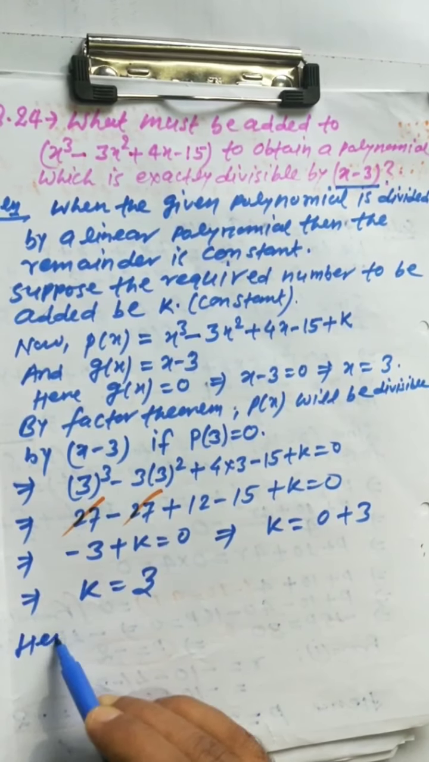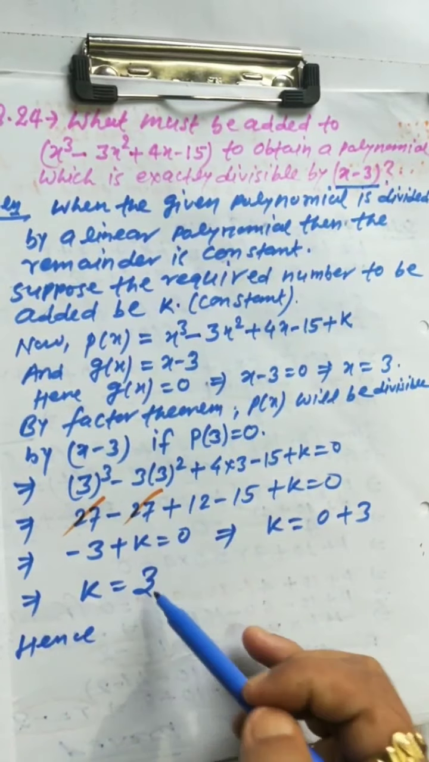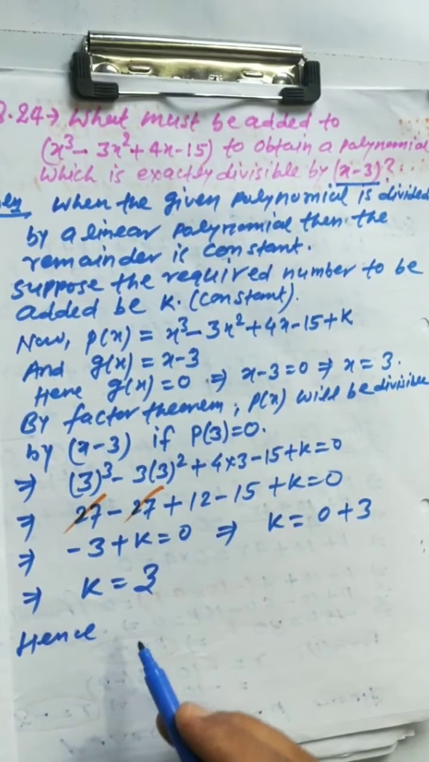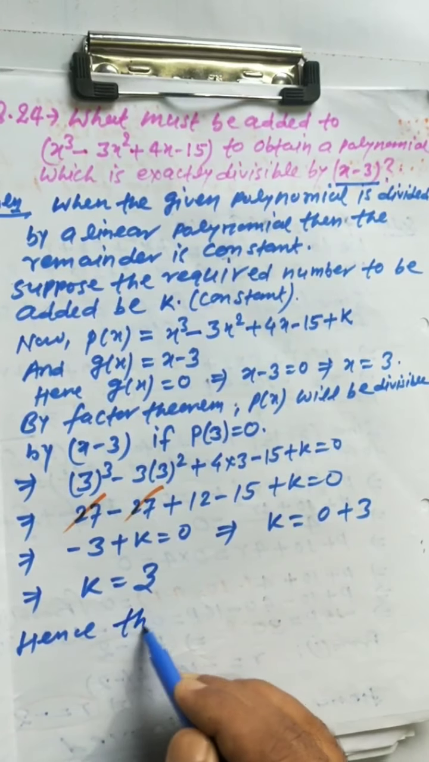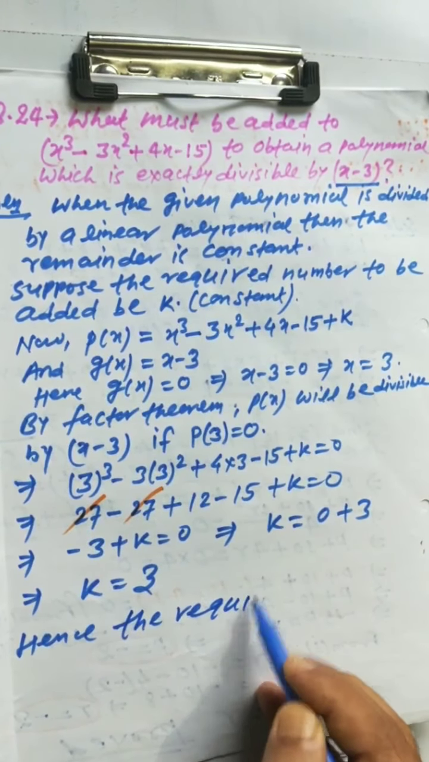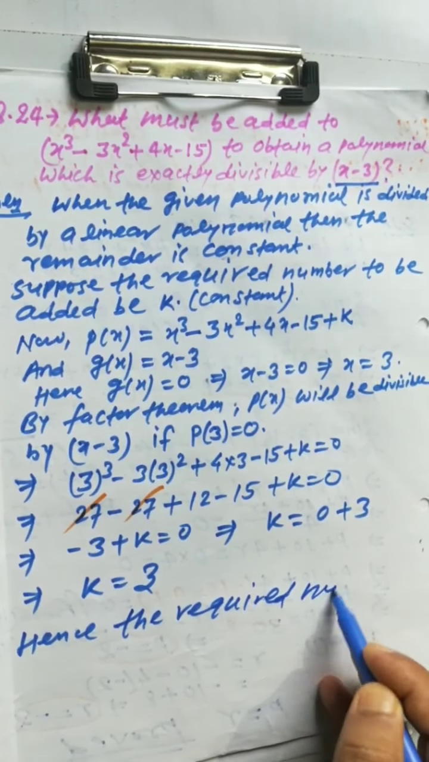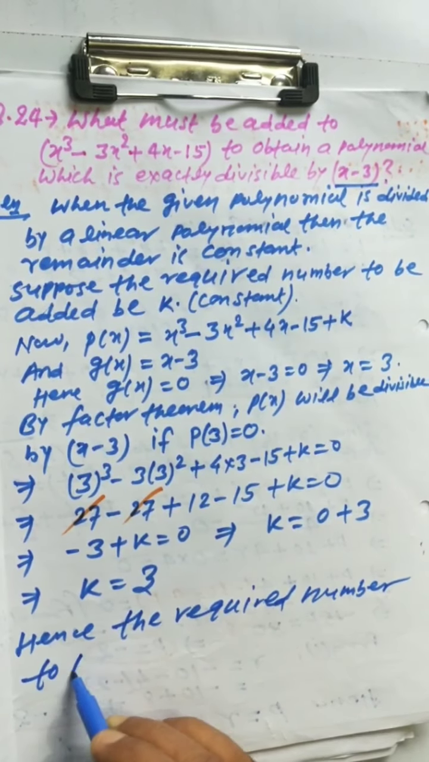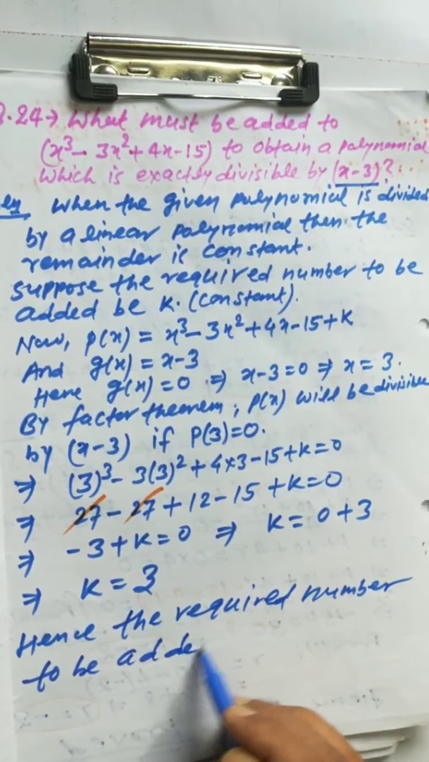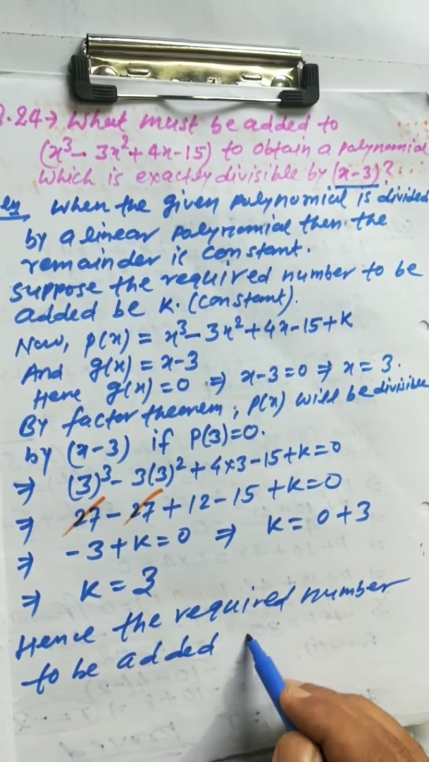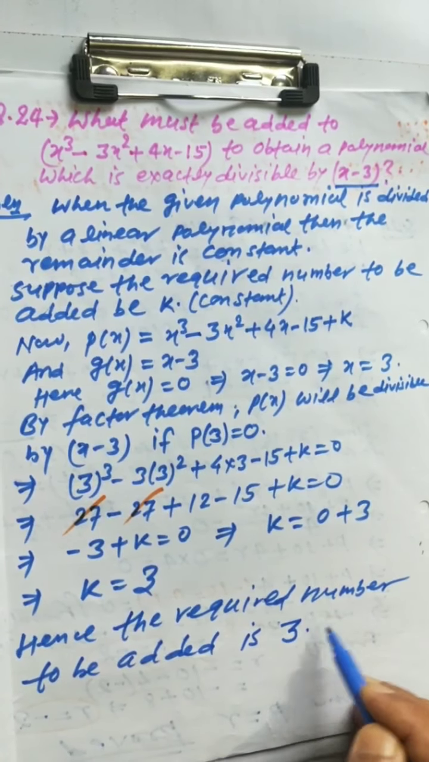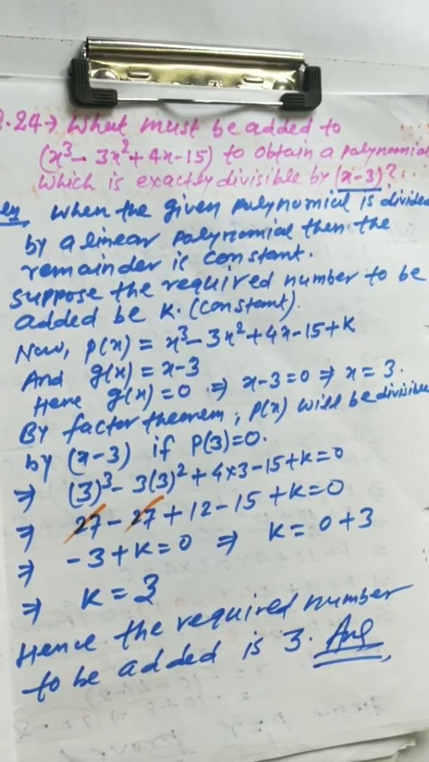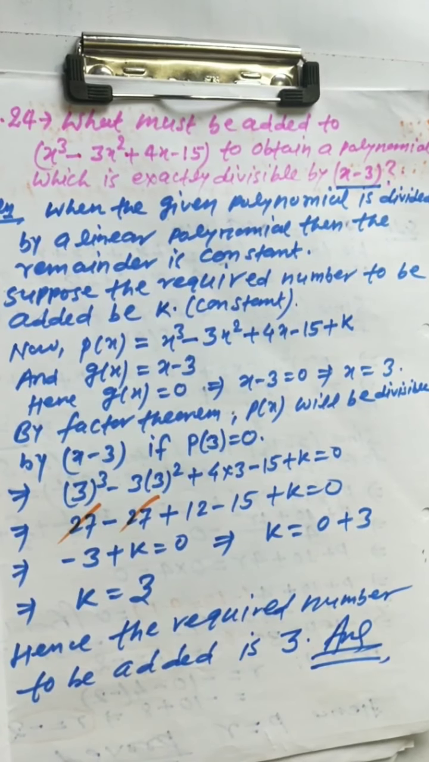Hence 3 should be added to this polynomial so that it will be divisible by x minus 3. So right here the required number to be added is 3. This is your final answer. In this way you can solve this type of question.